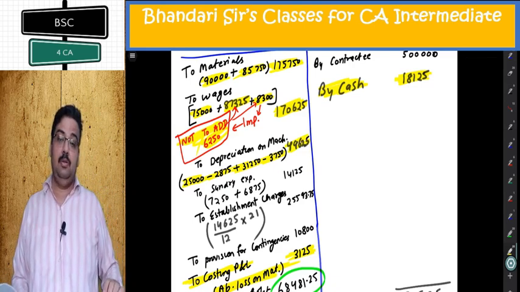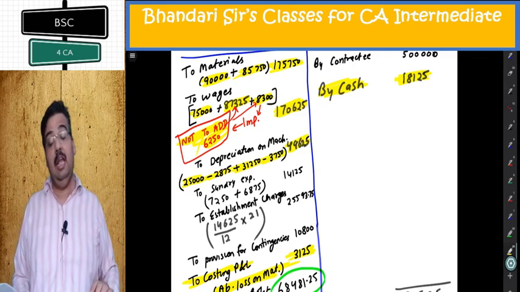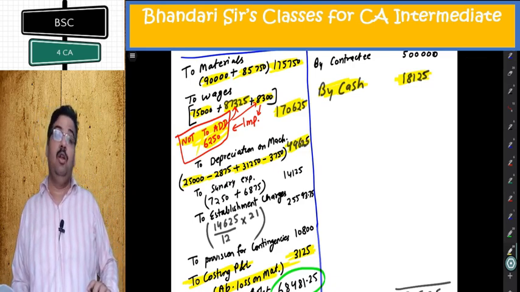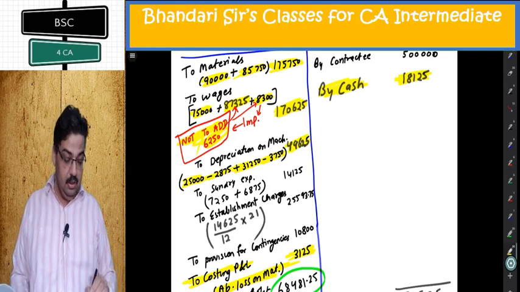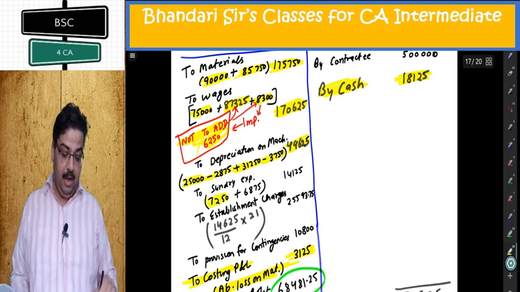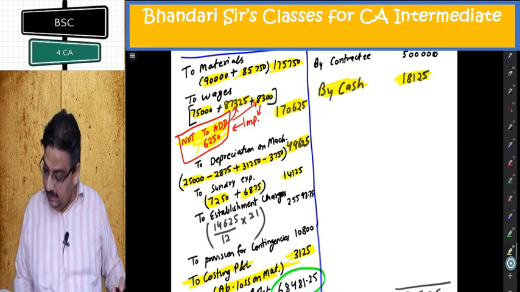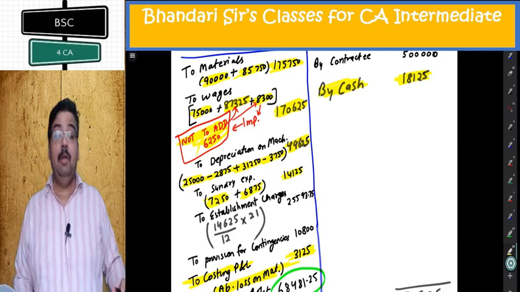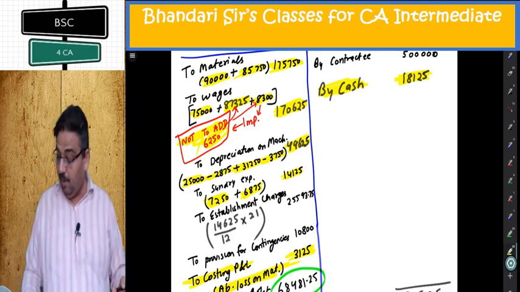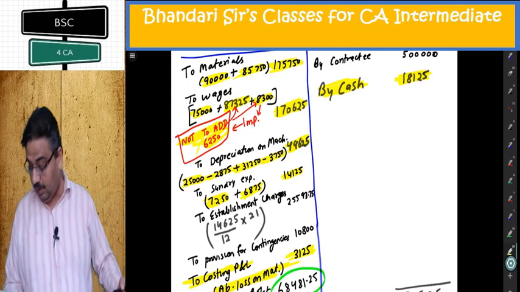Sundry expenses. Again, the prepaid intermediate item will not come. At the end there is no prepaid. So 7250 paid already, 6875 to be paid next year, total 14125. Then establishment charges, very interesting, very important. Second last point given at the bottom.